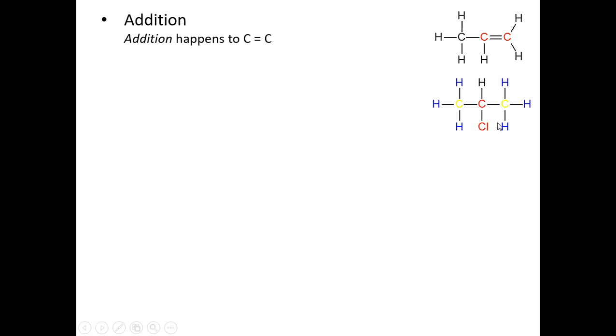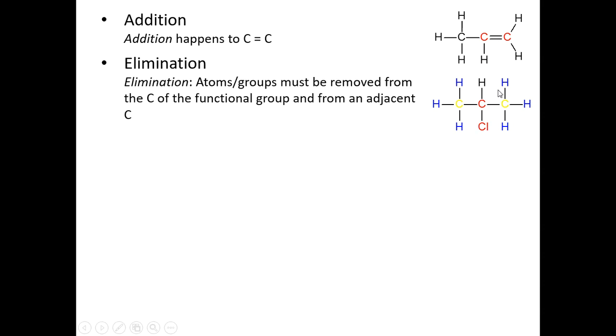So here we have an example. I have added a chlorine to this red carbon, and I have added a hydrogen to the other red carbon. So you can see I've added a small molecule like HCl to the alkene to get a haloalkane. This would be an addition reaction; I have added. If I take away, it's an elimination reaction.